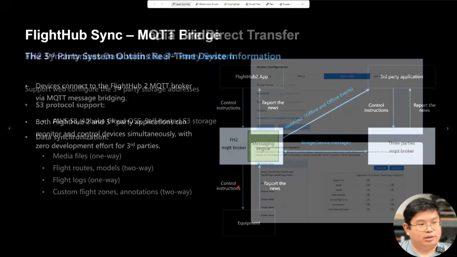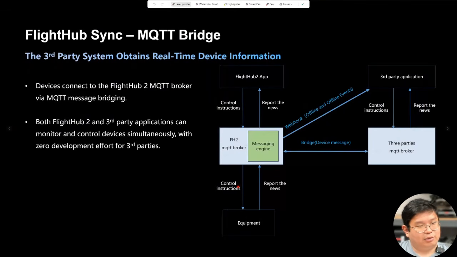MQTT bridging is for synchronizing real-time device information via an MQTT bridge to a third-party system. Under the FlightHub Sync options, we have a section to enable and configure MQTT.